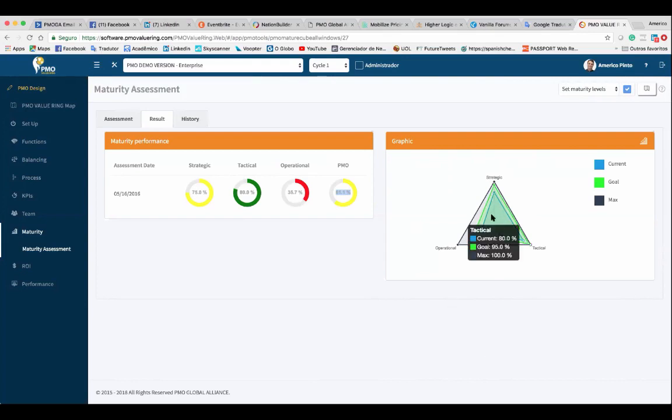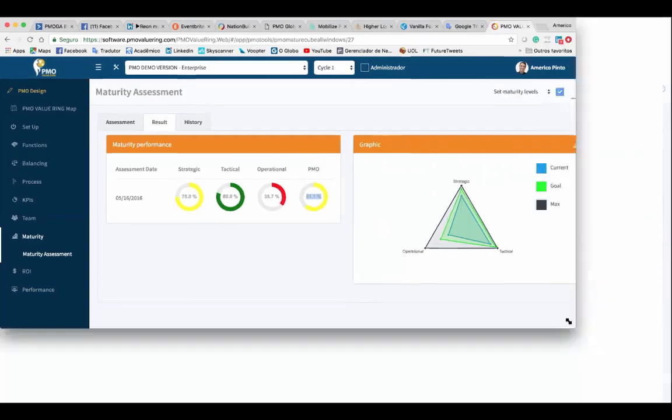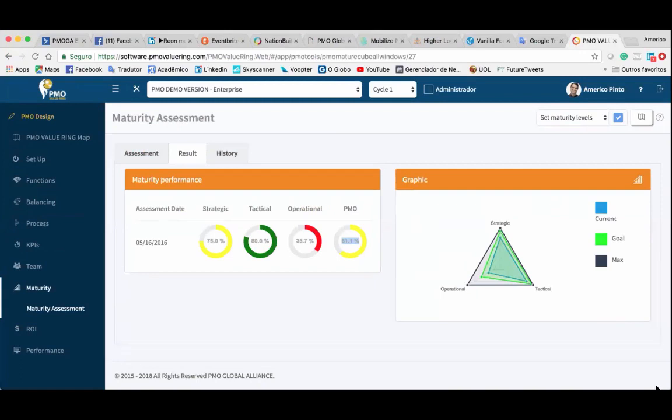Can't you see the graph? No? Let me see. Look if you can see it now. Can you see it now? Yes. The black line is the top maturity. The green line is the goal, the target maturity, and the blue line is the current maturity. I think now you can see that.